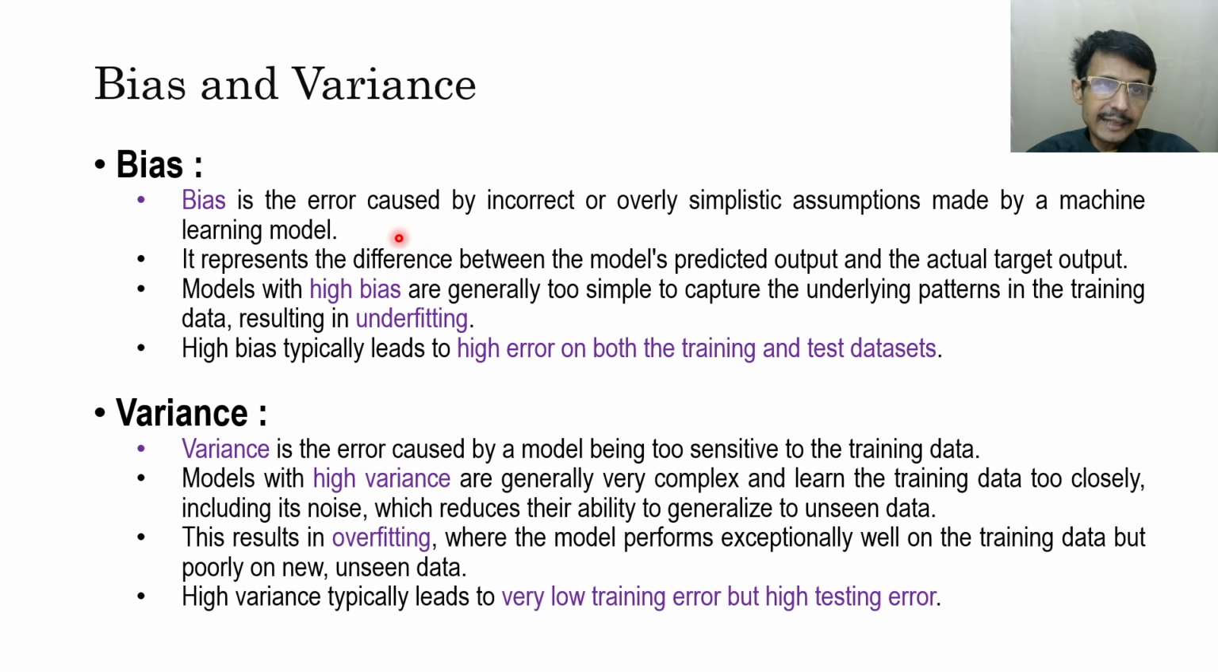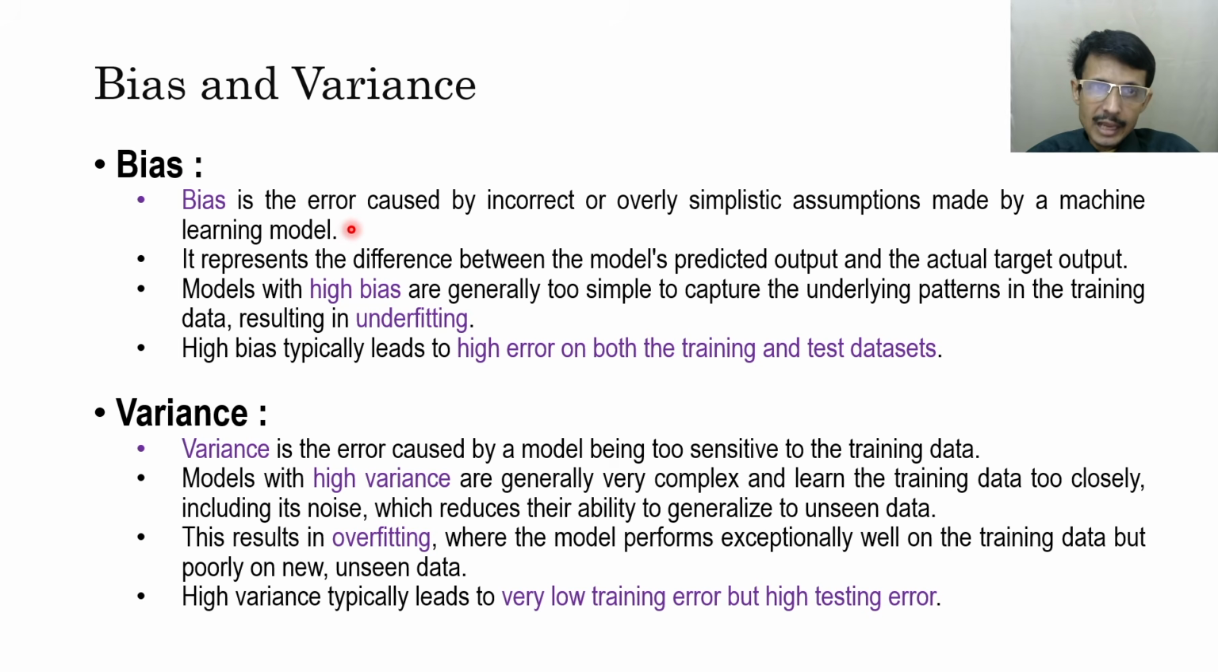Now, again, we try to understand this problem through two very important terms. One is called bias, and another is called variance. First, we have to understand what bias is and what variance is. Now, bias is the error caused by incorrect or overly simplistic assumptions made by a machine learning model.